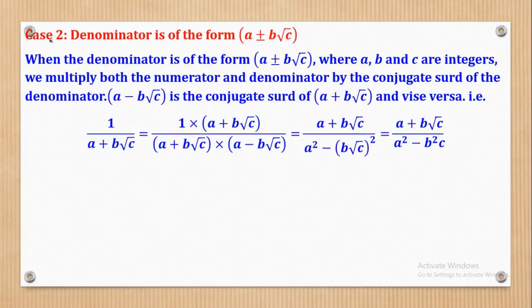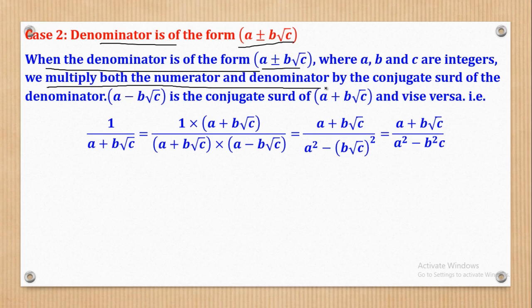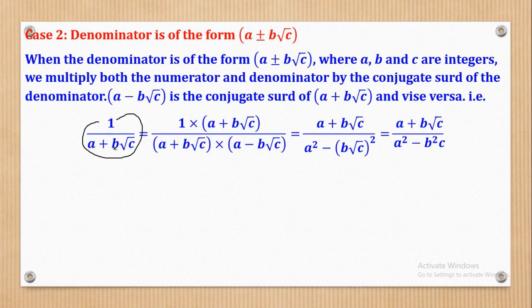What about case 2? Case 2 is the denominator which is in the form a plus or minus b root c. So when the denominator is in that form, where a, b, and c are integers, we multiply both the numerator and denominator by the conjugate surd of the denominator. So conjugate surd means that this is the conjugate of this. So you just change the sign. If here there is minus, here it will be plus, and also if here there is plus, here there will be minus. For example, if I have this one, the conjugate surd will be a minus b root c, which is here, but you multiply both up and down.